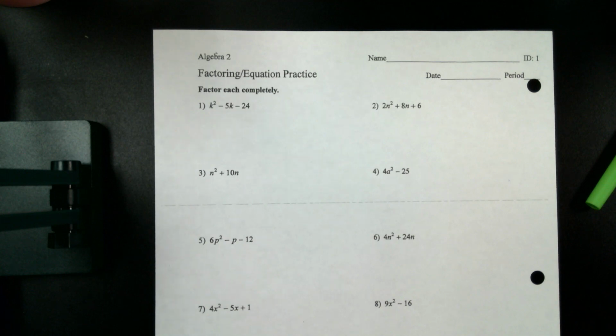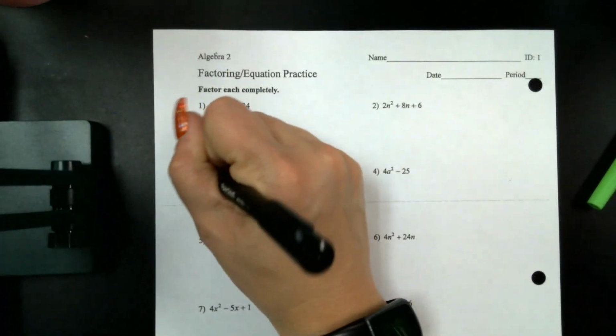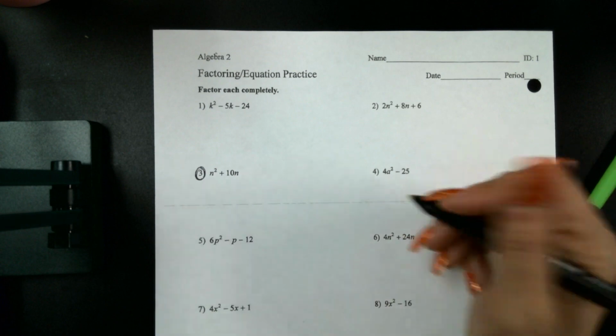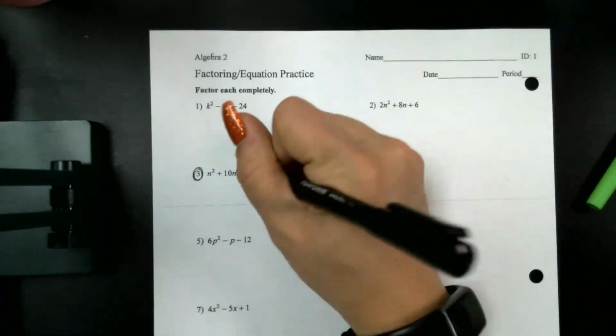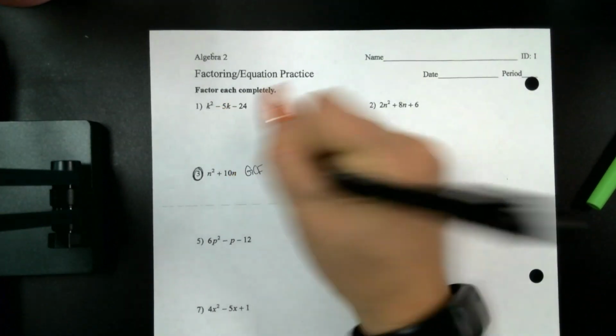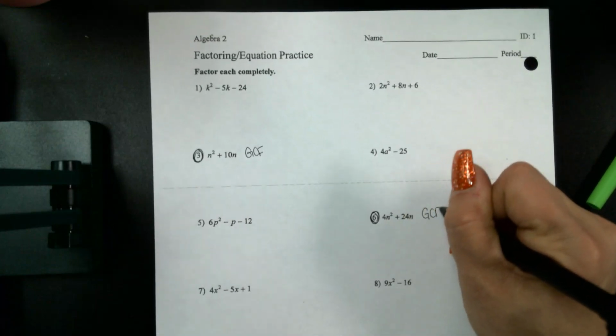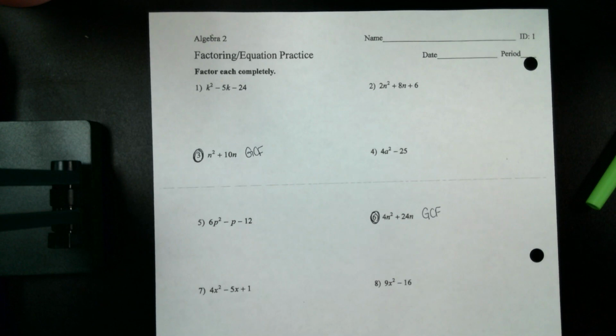GCF. Okay, so for GCF, we are going to do number 3 and number 6, and go ahead and put the letters GCF next to both of those. So for the 3 of you that came in late, if you turn the practice page, that one right there, turn it to the back. That's what we're doing right now.